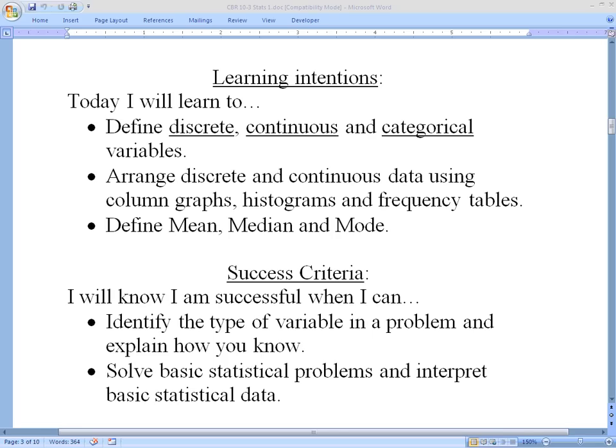We have completed our unit on probability, and so we are now starting a new unit on statistics. Today we'll be talking about different types of variables, specifically discrete, continuous, and categorical. We'll talk about how we can arrange these variables or this data using column graphs, histograms, and frequency tables. And we will review mean, median, and mode.